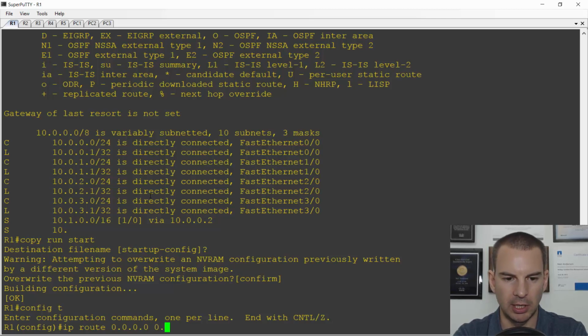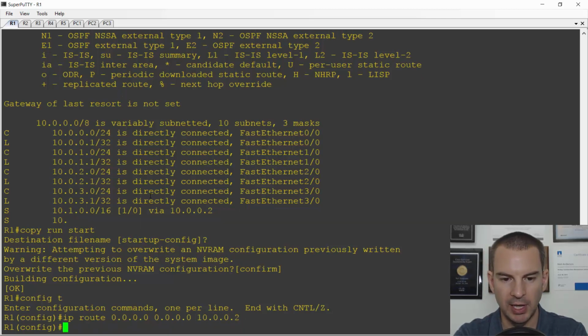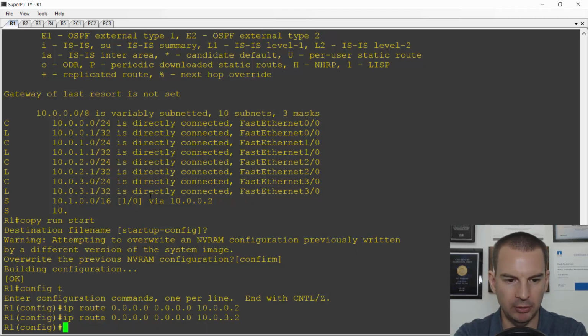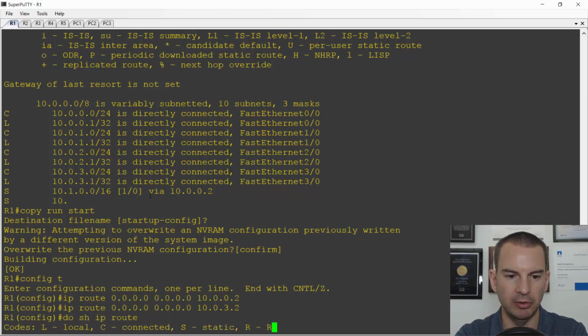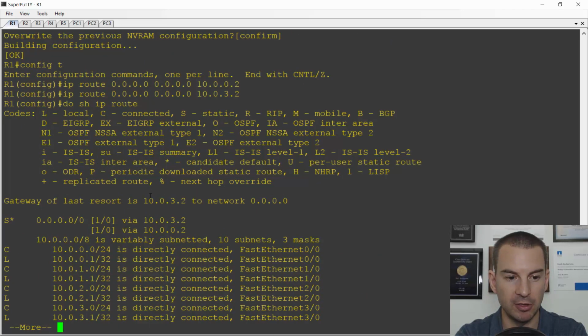So I'll go on there, go to global configuration, and I'll do an IP route 0.0.0.0 and a mask of 0.0.0.0, and I'll do the first one going out via R2, so that was the next hop of 10.0.0.2, and then I'll hit the up arrow to do another route but going via R5, and that was at 10.0.3.2.